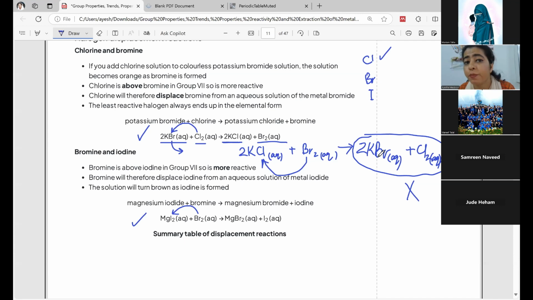So we have to see, is it possible or no? We can write any equation. Maybe in reality, it is not possible. It cannot be in reality. In reality, this is not a possible reaction. So this equation is wrong. If we are writing Br2 is replacing the chlorine, it means it's a wrong equation. It is not possible in reality.